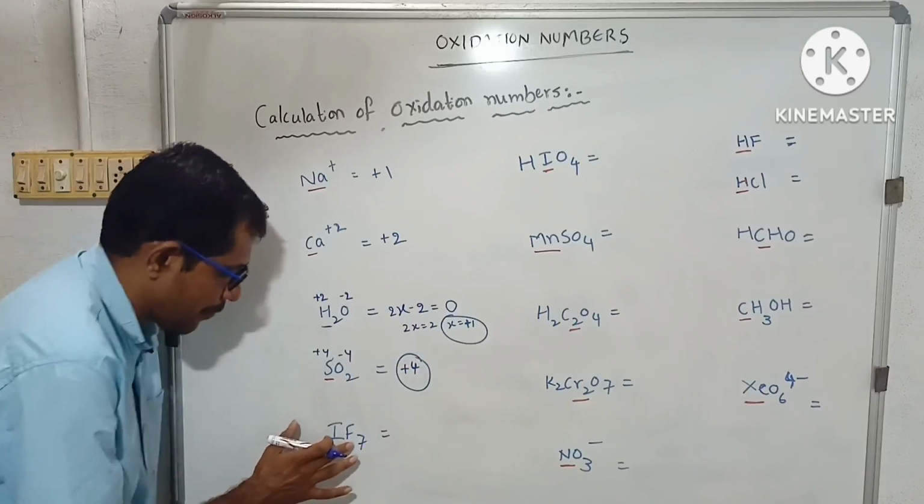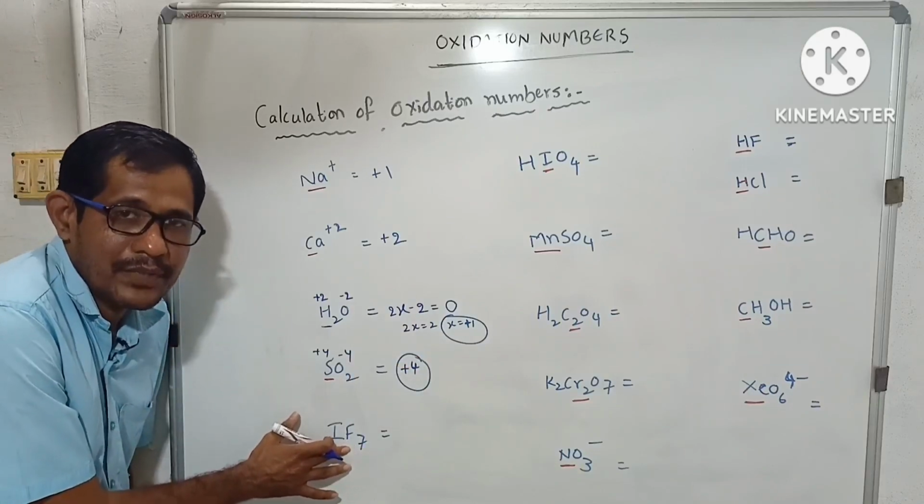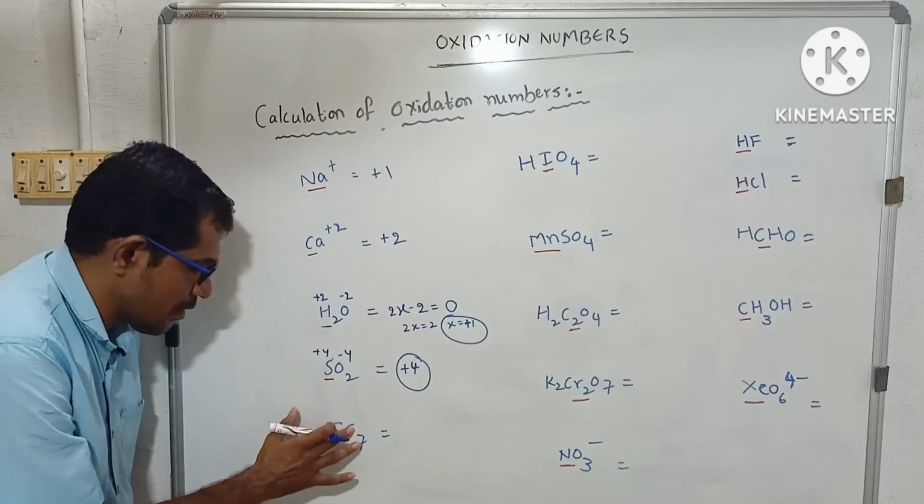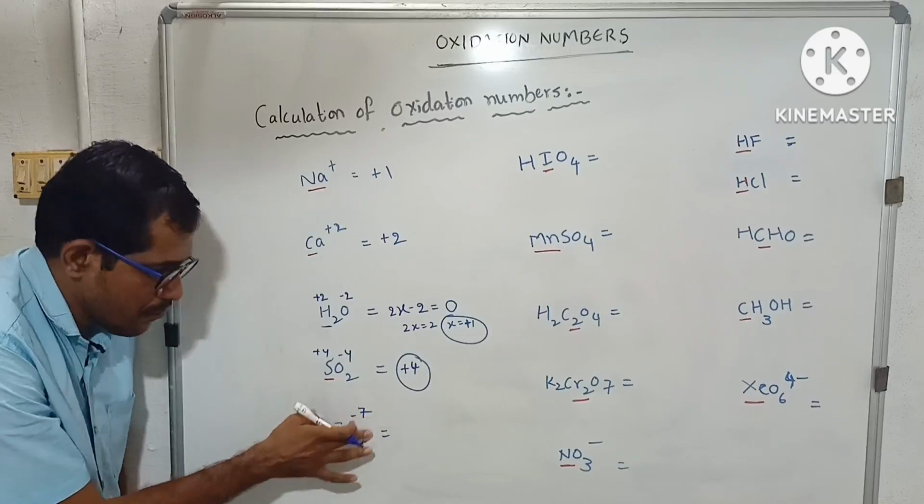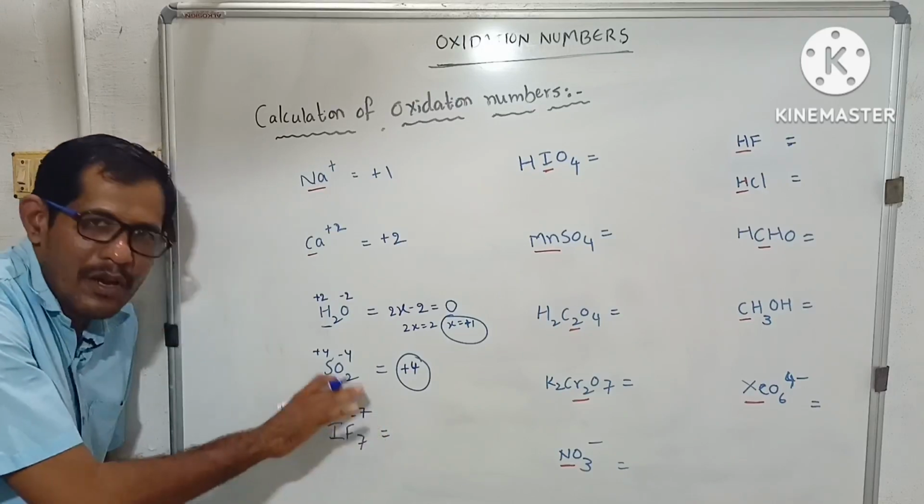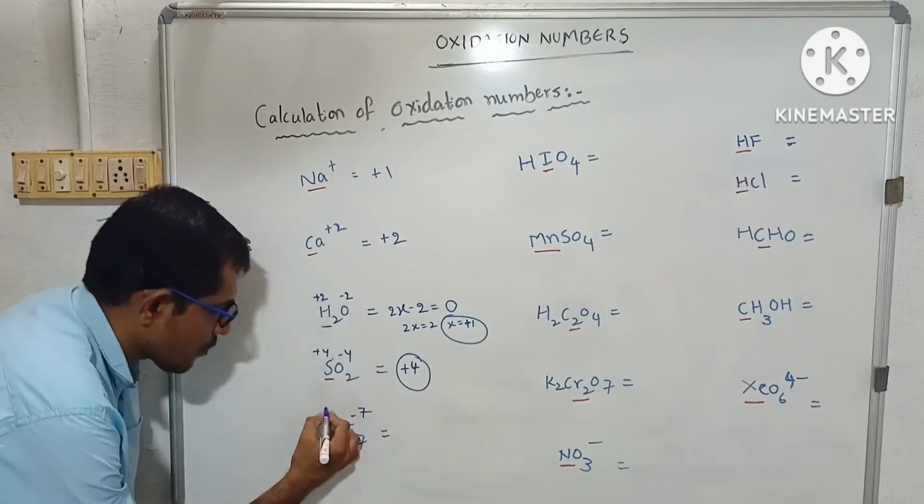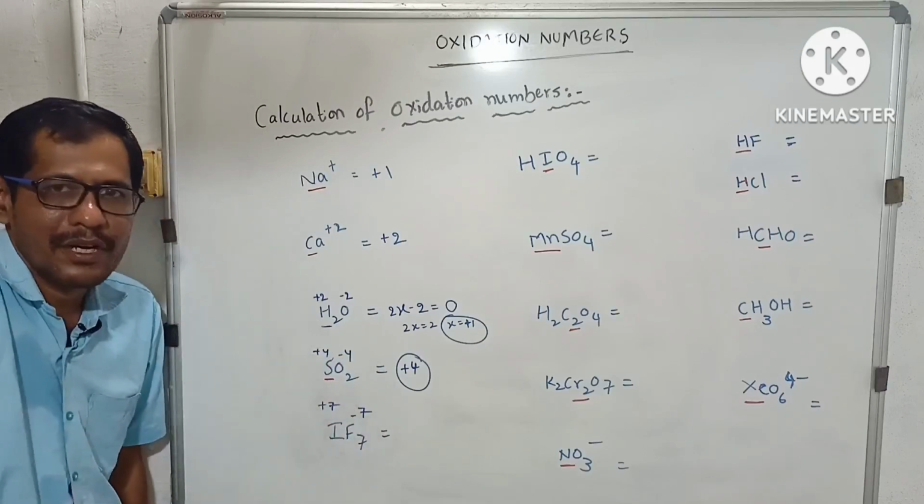If you come here, each fluorine is -1. There are 7 fluorines, so -7. The molecule as a whole is neutral, so iodine will get +7.